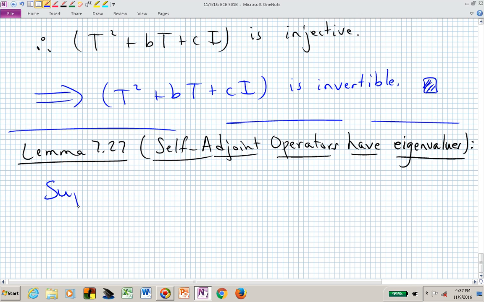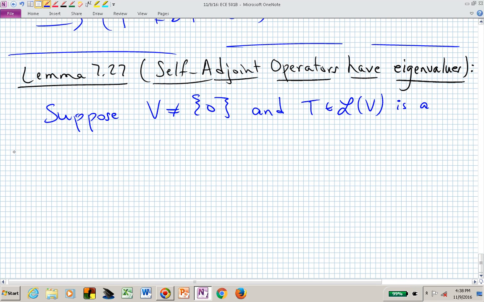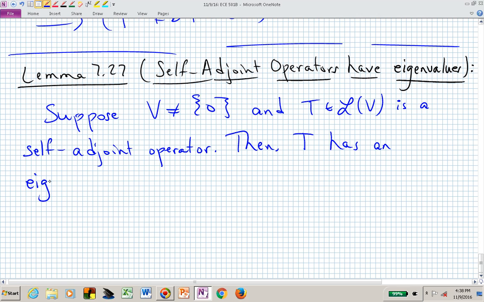Suppose that our vector space is not trivial, meaning suppose it's not the zero vector, and suppose that we also have a linear map T on that non-trivial vector space, and let's assume that that operator is a self-adjoint operator. Then T actually has an eigenvalue.